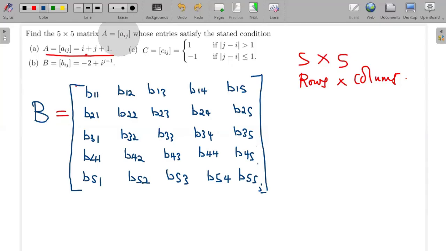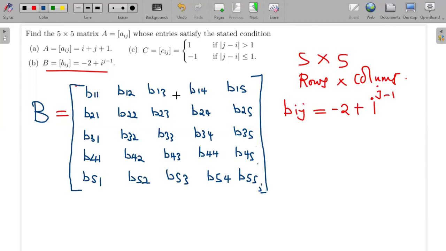Okay, so now let's use the rule that we've been given here. So the rule that we've been given is this one here. They're saying the element Bij is simply equals to minus 2 plus i to the power j minus 1. Okay, so that's the formula that we are going to be using there. Here you have to be very careful, because we have a power.